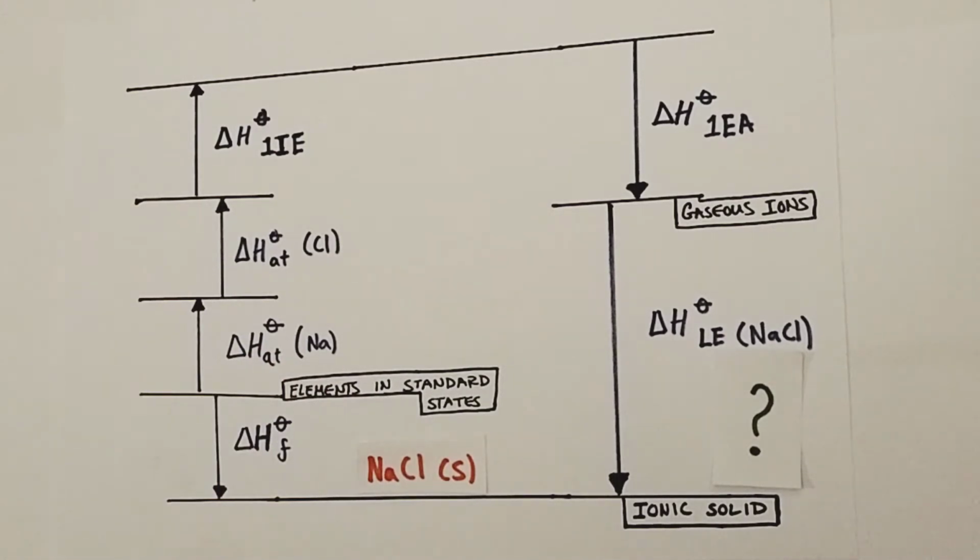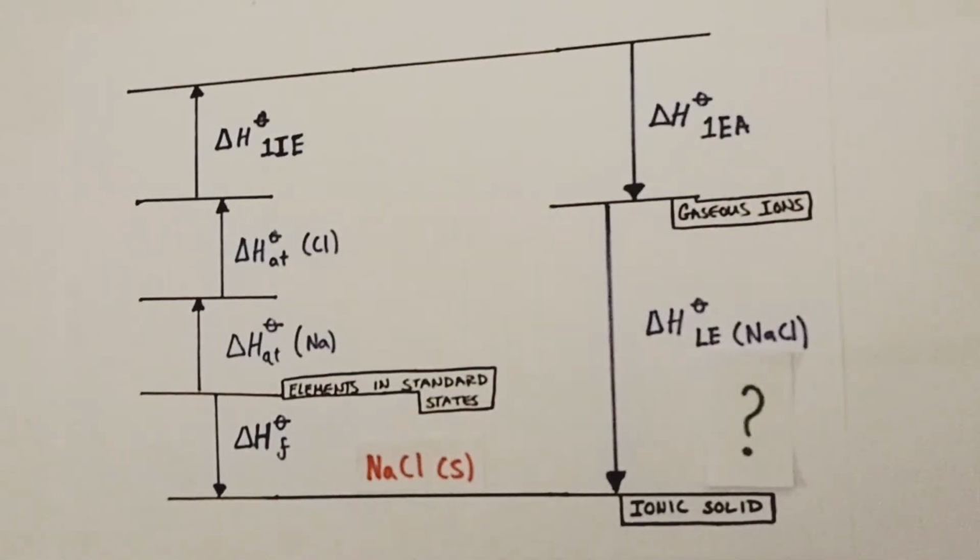That's a 1-to-1 ratio formula because sodium ions are +1 and chloride ions are -1 ions, and so to create a stable ionic compound with those charges balancing out, I need a 1-to-1 ratio of sodium ions to chloride ions, Na plus Cl minus.